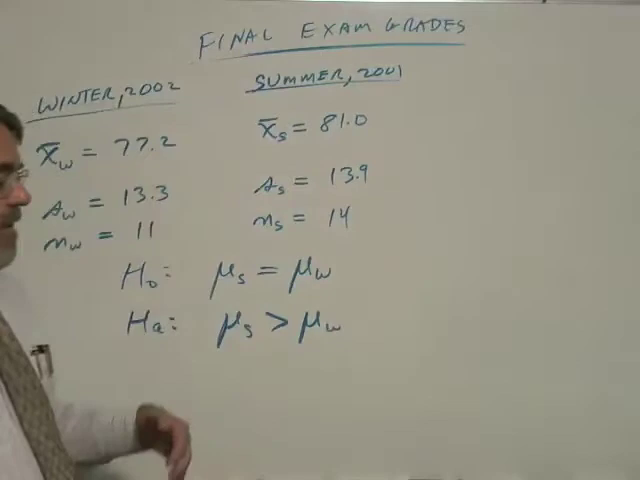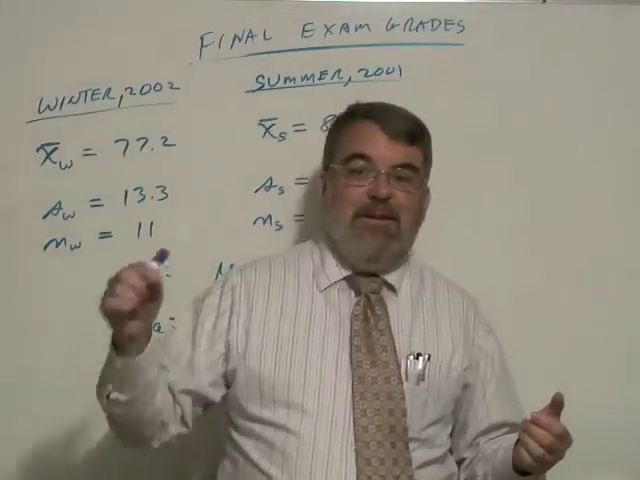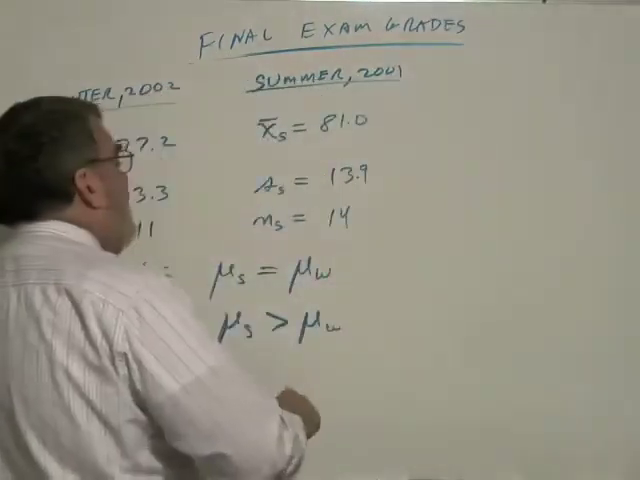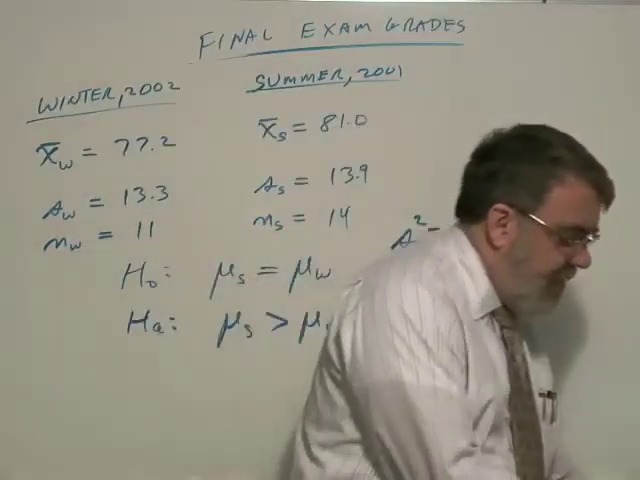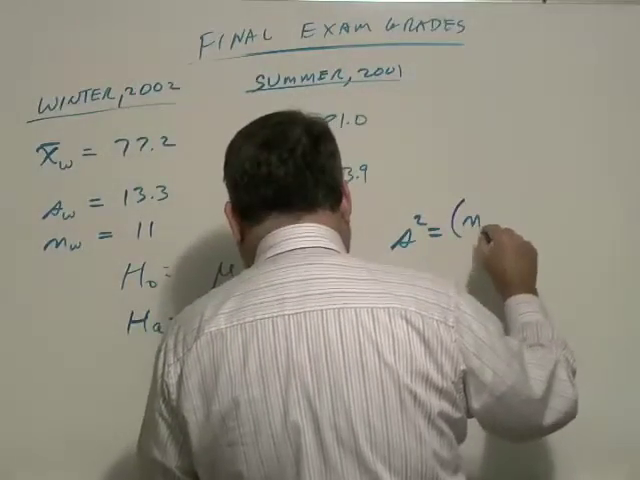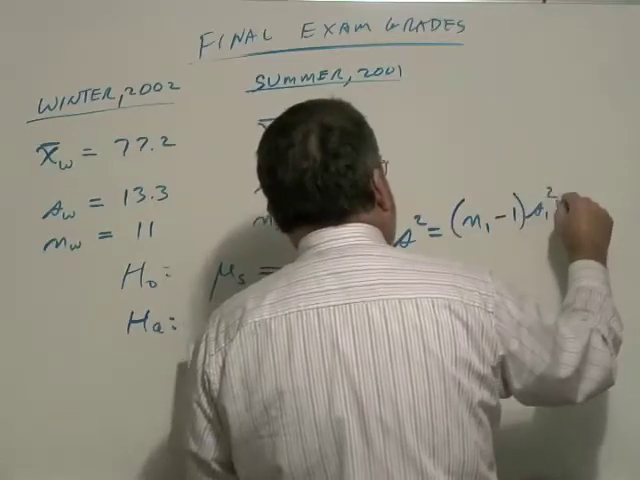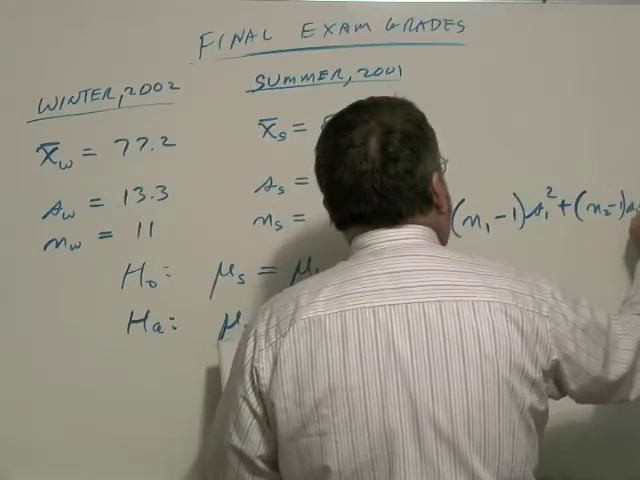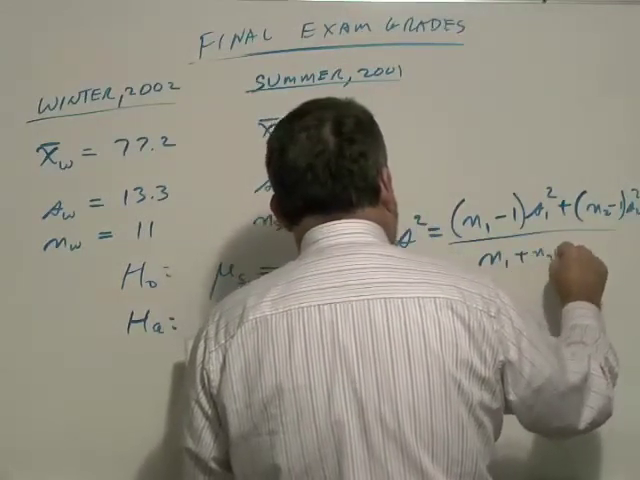In order to use the formula in the middle of page 295, we need to first compute the one near the bottom of page 295. So they have S squared is equal to, and I'll write in the formula here, if I can fit it, n1 minus 1 times s1 squared plus n2 minus 1 times s2 squared, divided by n1 plus n2 minus 2.